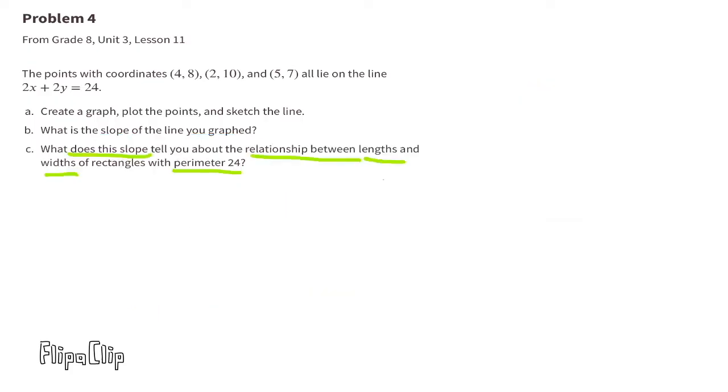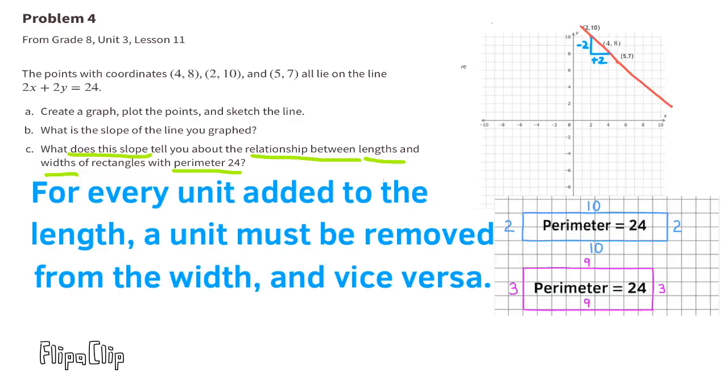C. What does this slope tell you about the relationship between lengths and widths of rectangles with perimeter 24? For every unit added to the length, a unit must be removed from the width, and vice versa.